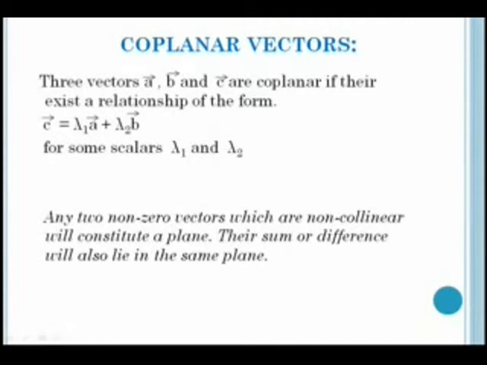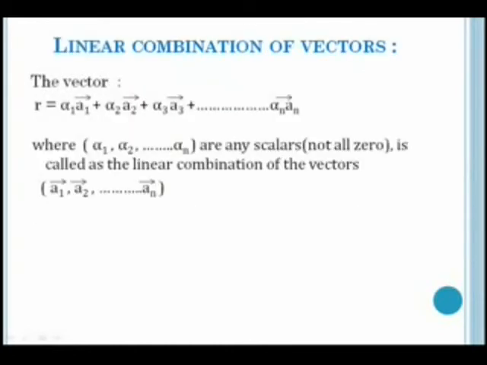Now any two non-zero vectors which are non-collinear will constitute a plane. If we have any two vectors, then obviously they lie in a plane. So their sum or the difference will also lie in the plane. Thus we can say that if you have any two vectors, then the sum vector or the difference vector would be coplanar with those two vectors. So once again we can say that if we have any three vectors A, B and C which are coplanar, then we can express C as a linear combination of vector A and vector B.